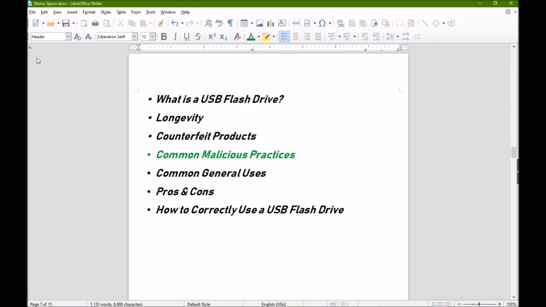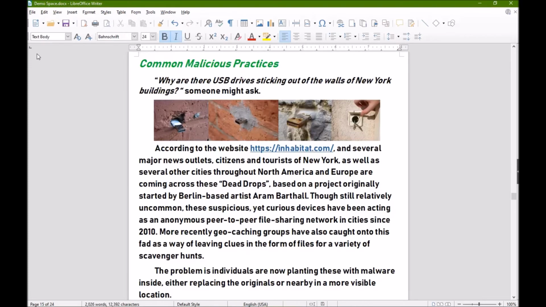Another topic we must consider is the common malicious practices that some people use flash drives in. Why are there USB drives sticking out of the walls of some New York buildings? Someone might ask. According to the website Inhabit.com and several major news outlets, citizens and tourists of New York, as well as several other cities throughout North America and Europe, are coming across these dead drops based on a project originally started by Berlin-based artist Aram Bartholl.